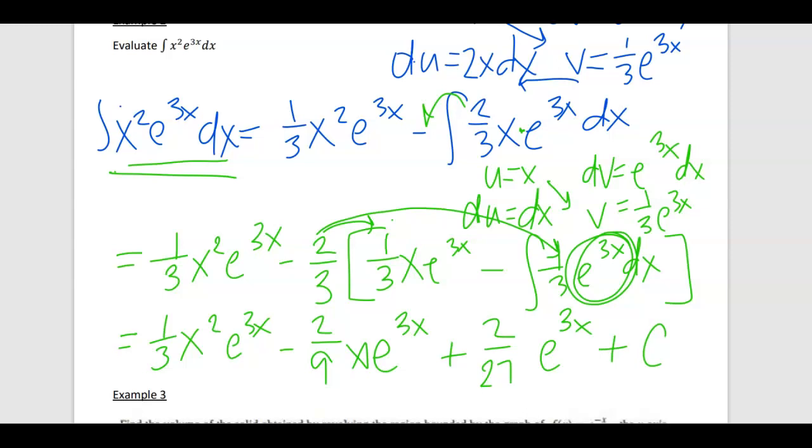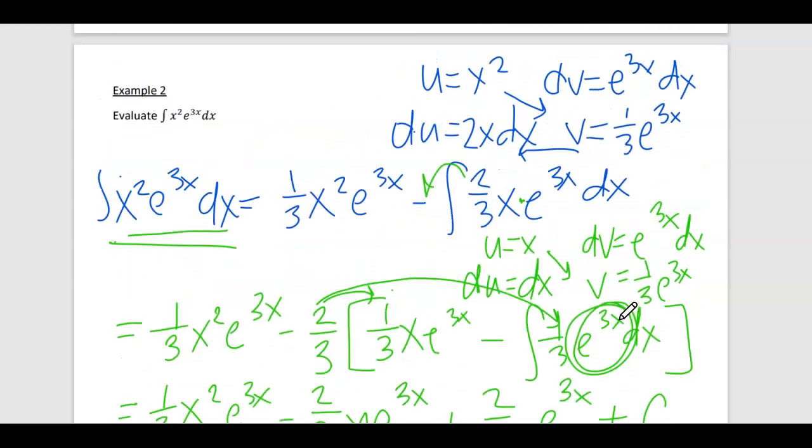Now there is a tabular method. There's a little bit of a shortcut method that you can use when you see that you are going to end up taking u to be x squared, so you're going to have to do multiple integration by parts pieces. So let me go ahead and erase all of this, and then I will show you how to do that.